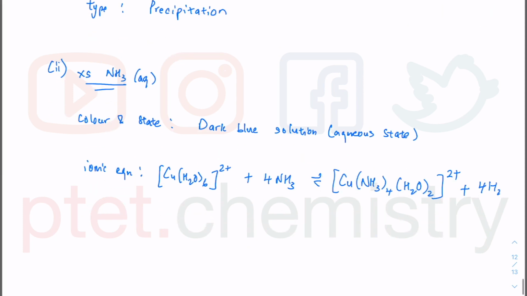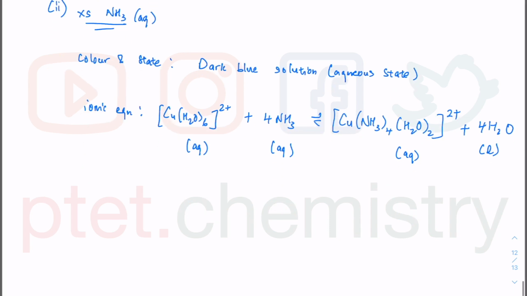Be very careful to write your equation balanced. 6 water give you 2 water remaining. So you kick out 4 water, only 4 ammonia replace 4 of the water. It's an incomplete substitution to give you that dark blue complex. It's a feature quite special and quite unique to the copper chemistry.